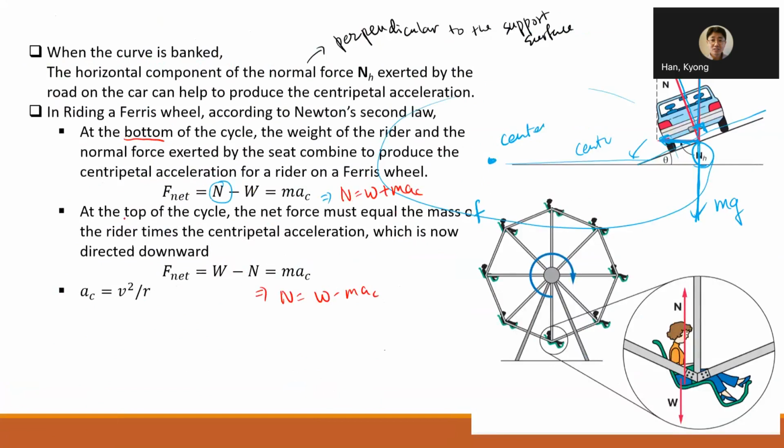In the bottom case and top case, N bottom is larger than N top. She feels a strong supporting force here at the bottom, but she feels less here. This is a small supporting force at the top. Here is a big supporting force at the bottom.